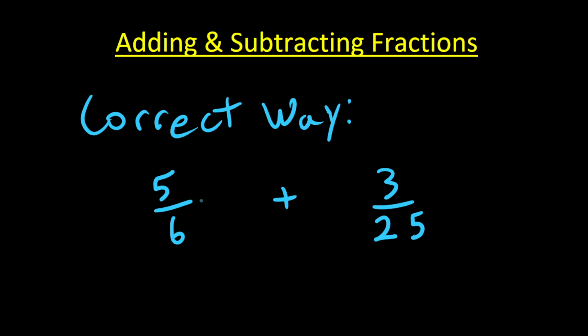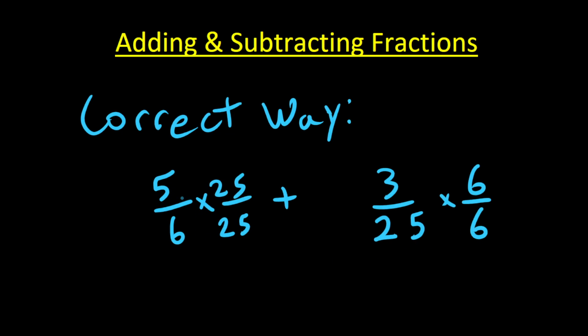Well, what we can do is 5 over 6. We're going to multiply 5 over 6, the top and bottom, by the other denominator. So times 25 on the top and times 25 on the bottom. And same thing here, we're going to multiply 3 over 25, the top and bottom, by the other denominator, 6. So times 6 on the top, times 6 on the bottom.